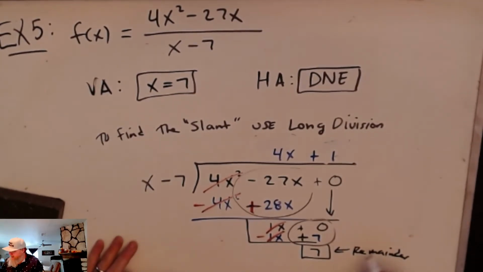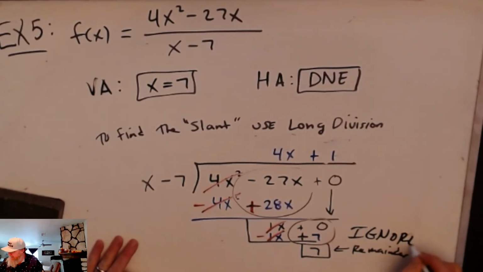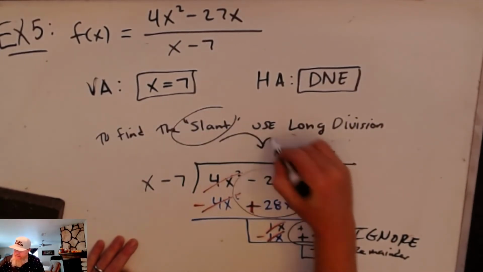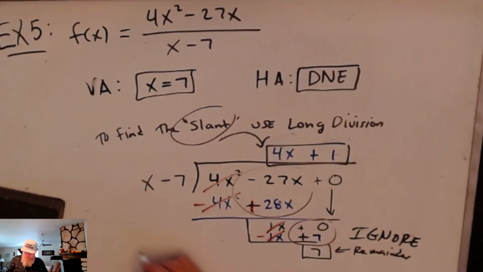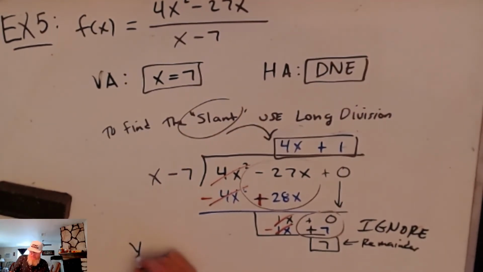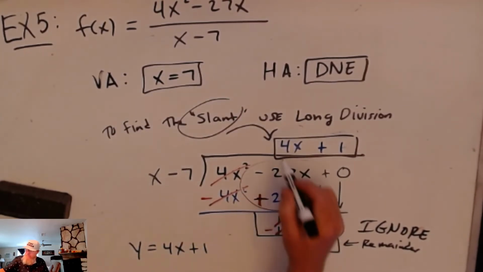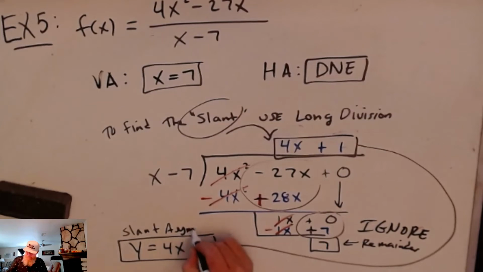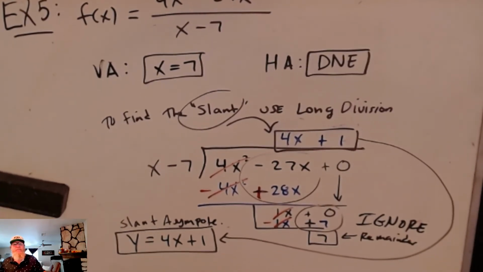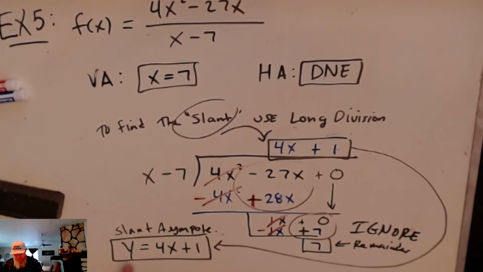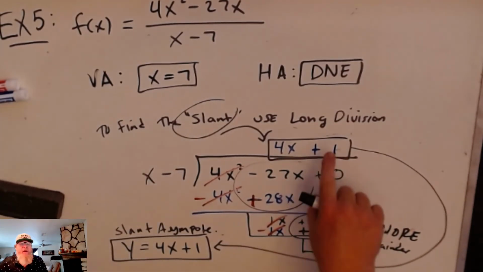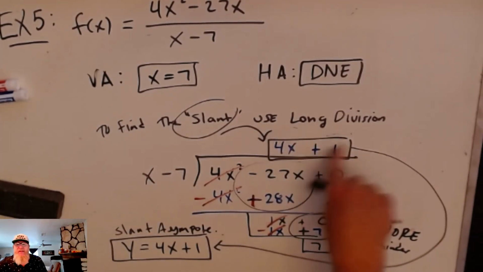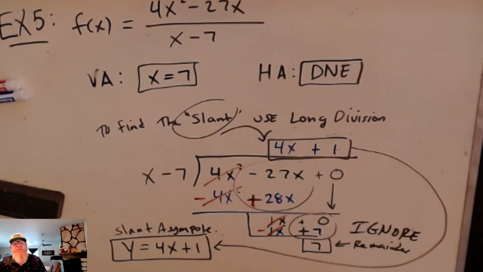Okay. Now, you may ignore the remainder when you're finding the slant asymptote. Your slant is the equation y equals 4x plus 1. So it's a slanted asymptote, y equals 4x plus 1. Now you got to remember to put the y, because the y is not going to show up on its own. It's not going to volunteer itself. Right? This is essentially an equation, y equals 4x plus 1.